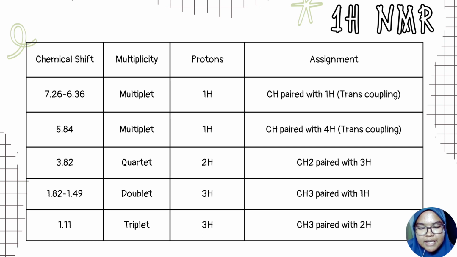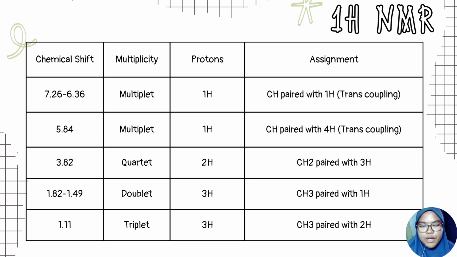As you can see, it gives 5 different chemical shifts. Firstly, 7.26 until 6.36 ppm shows a multiplet in one peak with 1H protons. Next, the chemical shift at 5.84 ppm is also a multiplet with 1H protons. This is because of trans coupling. Then the chemical shift at 3.82 ppm is a quartet with 2H protons.